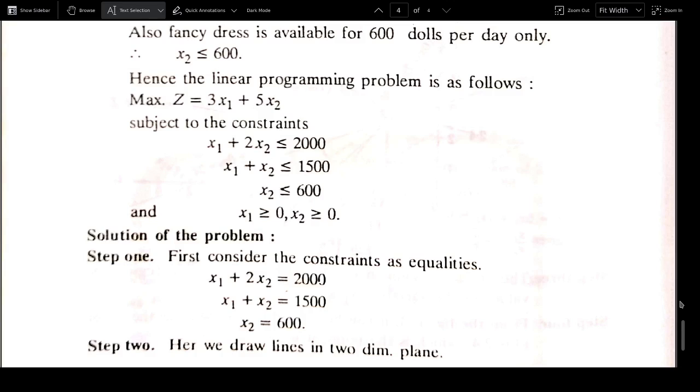Or does anybody have any doubt in the previous topic?